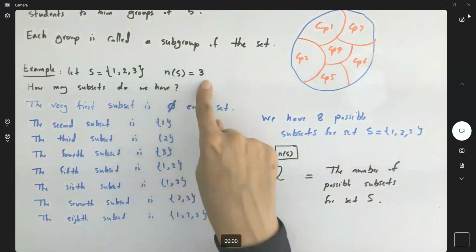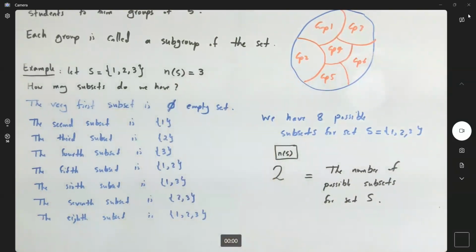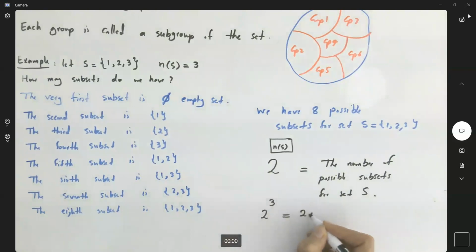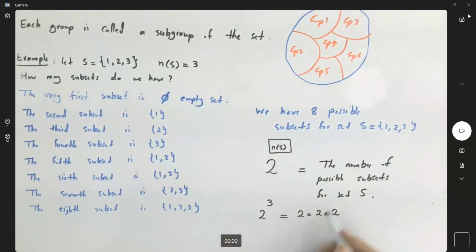Okay, let me double check this formula for this set. N of S is 3, am I right? So 2 to the power 3, 2 raised to the third. Guys, this is not 6. It says I'm multiplying 2, 3 times. The exponent 3 shows the repetition in multiplication of the base. The base is repeated 3 times. 2 times 2 is 4. 4 times 2 is 8. So we expect a set with 3 members to have 8 subsets.